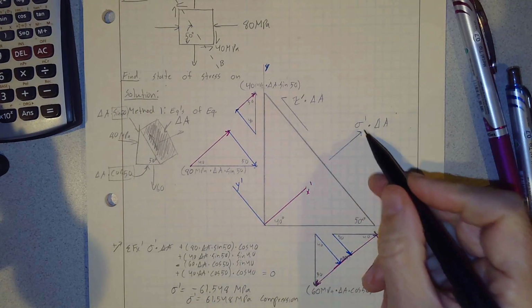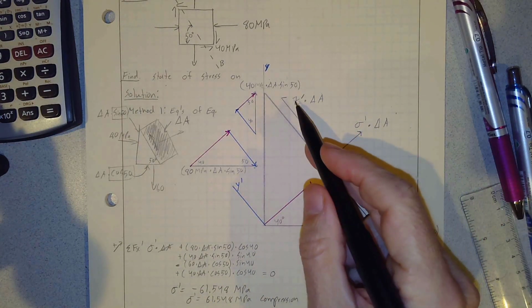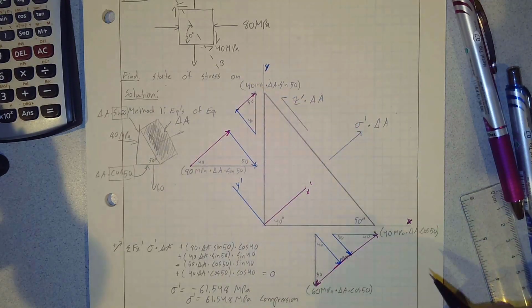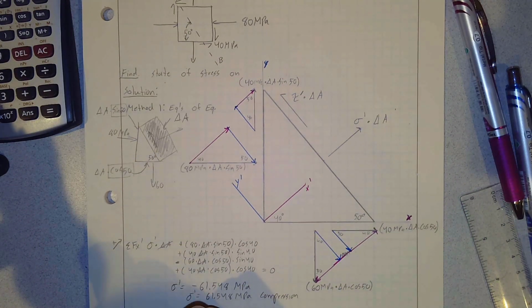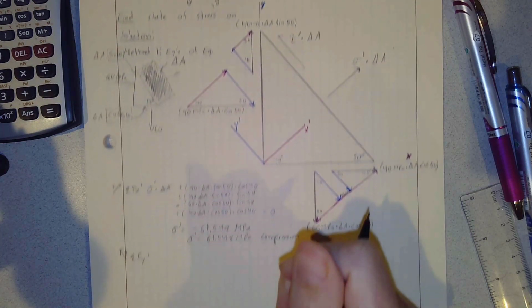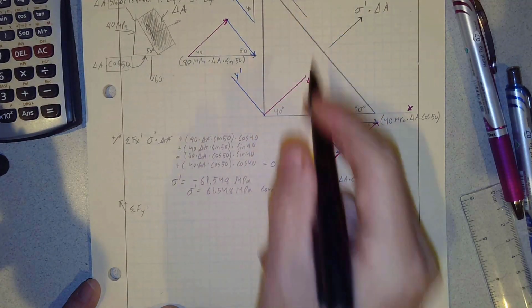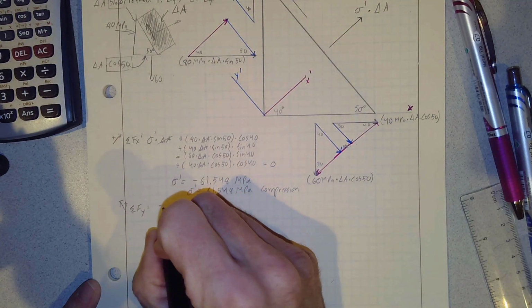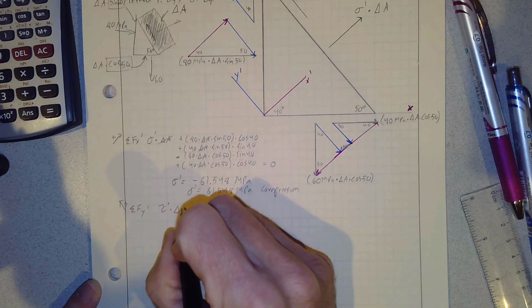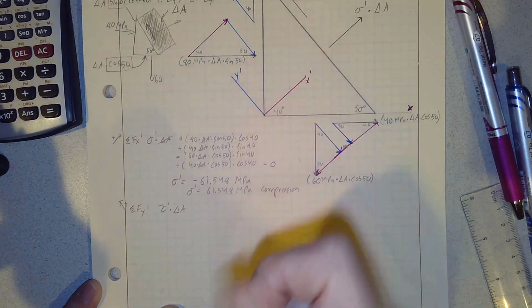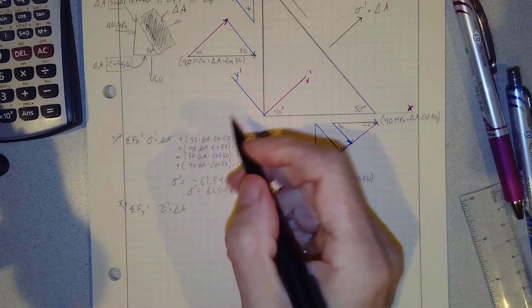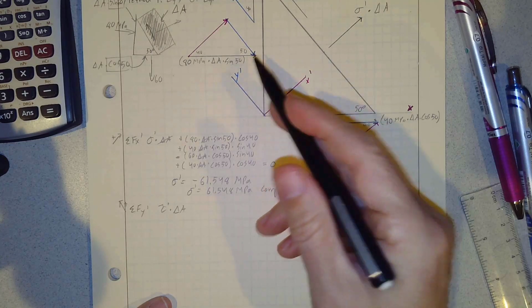Okay, so we've finished for that one. Now let's do it for the unknown tau prime parallel to plane AB. So again, it'll be equations of equilibrium. So I'll just do sum of forces in the y prime direction, with up and to the left being positive. Okay, so we'll start out with our unknown. That would be tau prime times delta A, and this is our positive y prime, so that's positive sense.